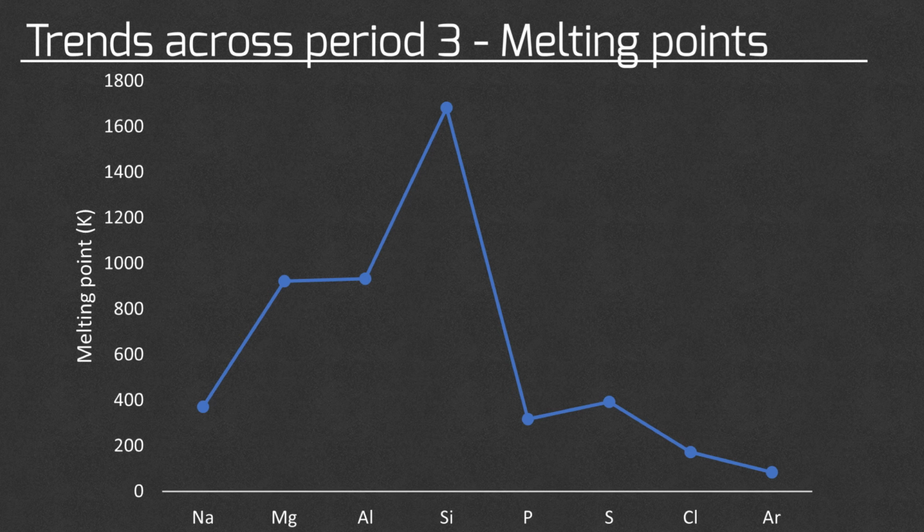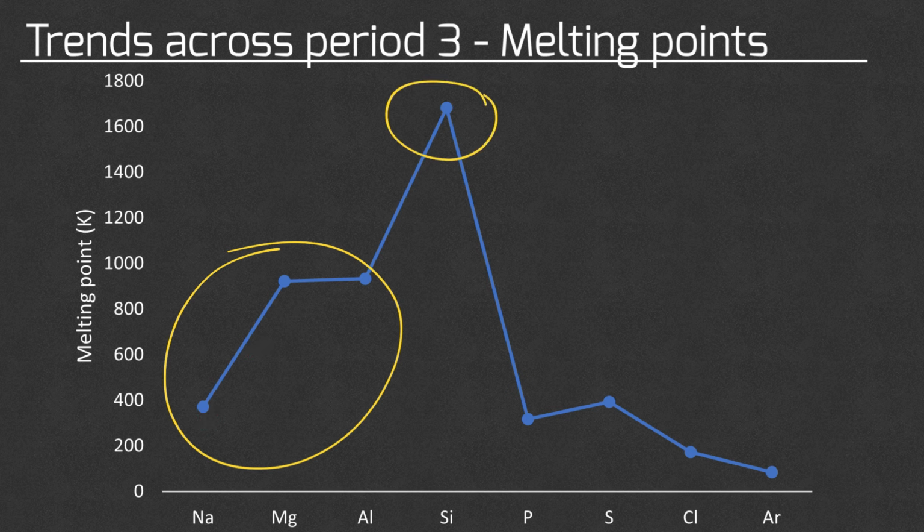In order to understand the trends across period 3 in terms of their melting points, we have to look at 3 separate groups of elements. So we're going to look at the metals, sodium, magnesium and aluminium separately. We're then going to look at silicon, and then phosphorus, sulfur, chlorine and argon, we'll look at those as a separate category. So you can't explain a linear relationship like we looked at in the atomic radii. Instead we've got to look at 3 separate groups of elements.